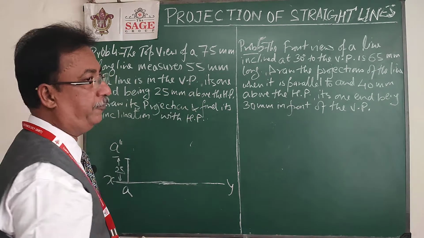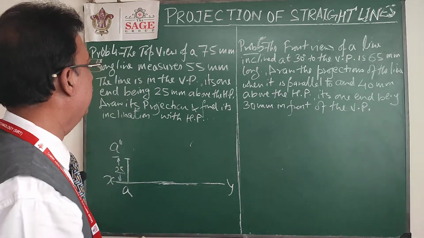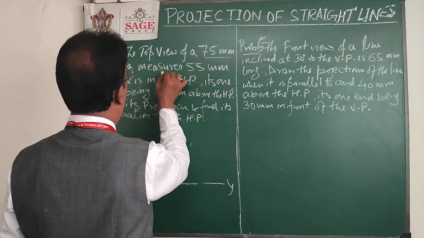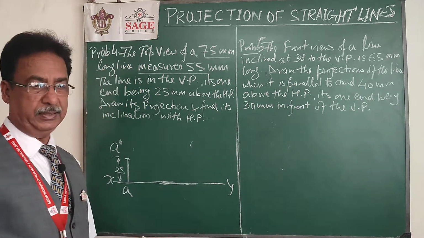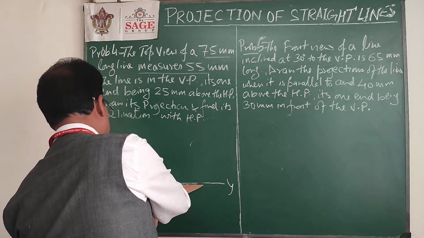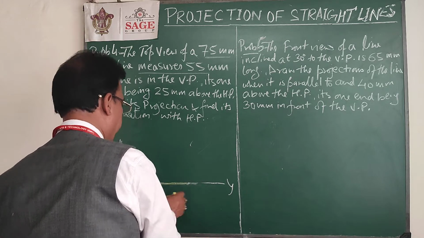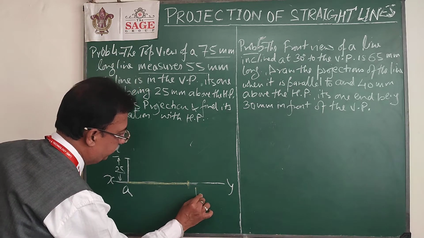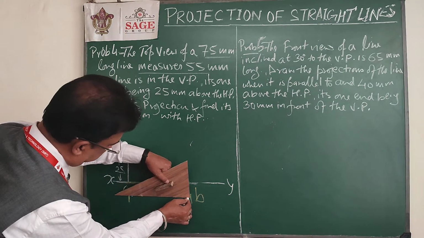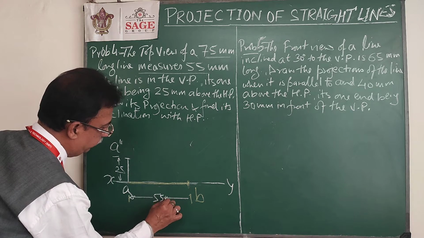Then they are saying the line is in the VP. If the line is in the VP, then its top view will be on the reference line, and the front view will show the true length. This is the true length of the line, and the top view is also given to me. They are saying the length of the top view is 55. So easily I can plot initially the top view on the reference line, equal to 55 mm. So 55 from this will be the point small b. So we got the top view. This time we have directly got the top view first, 55 mm.